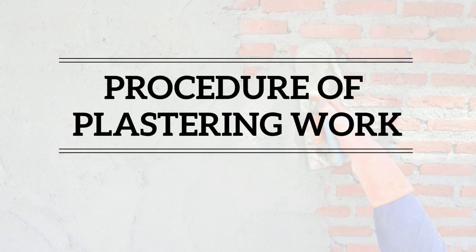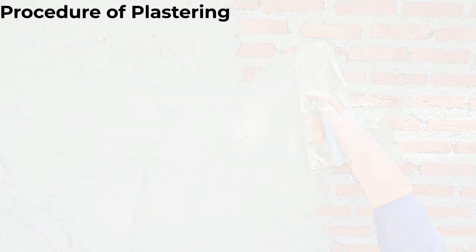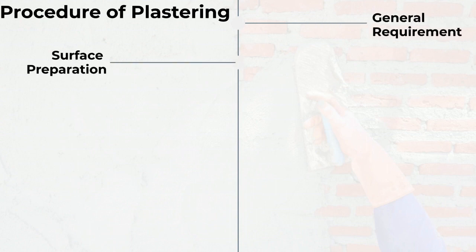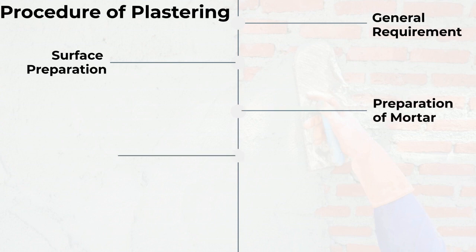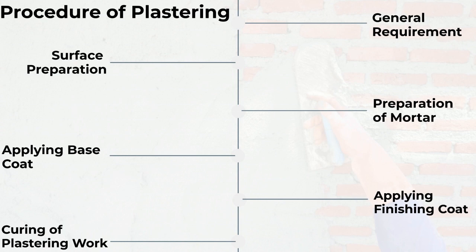Procedure of plastering work. The procedure of plastering work can be divided into: general requirement, surface preparation, preparation of mortar, applying base coat, applying finishing coat, curing of plastering work.